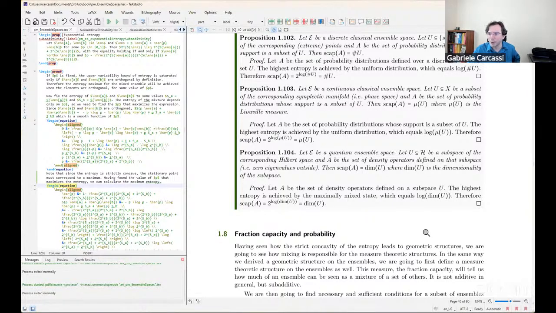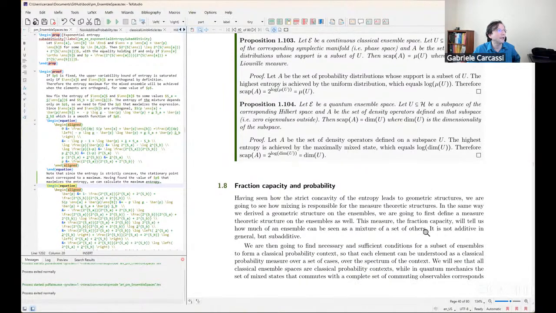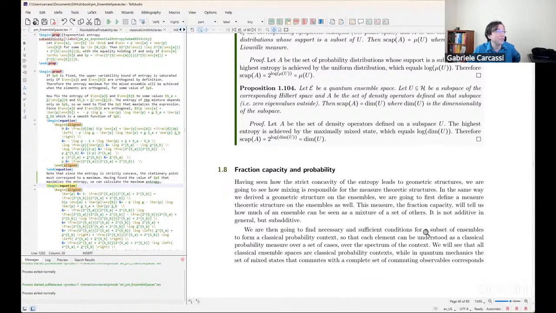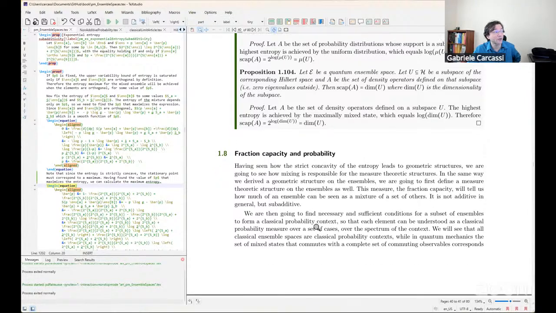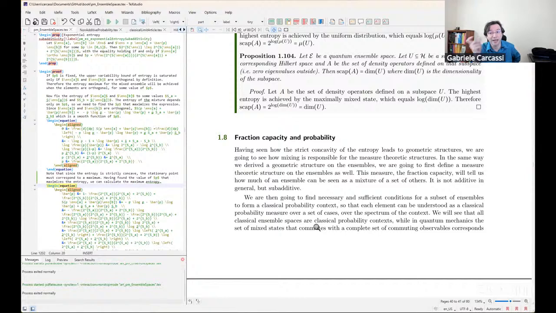Okay, so this is about state capacity. I can wait 30 seconds to see if there is any question on this. And if there are no questions, then we can start working on the fraction capacity, which is the thing that is going to connect to the probability measures instead of the volume measure in phase space.